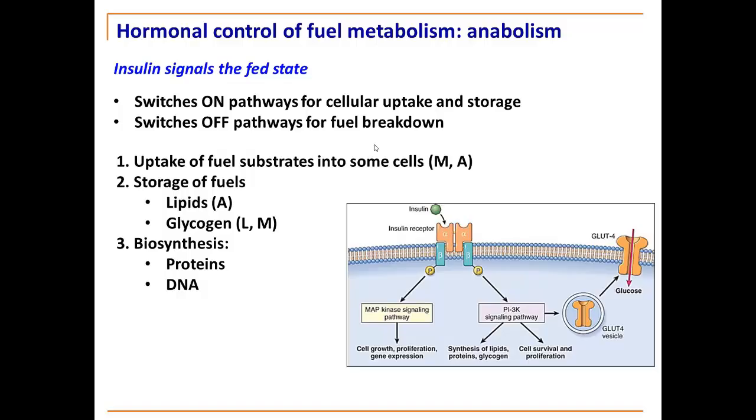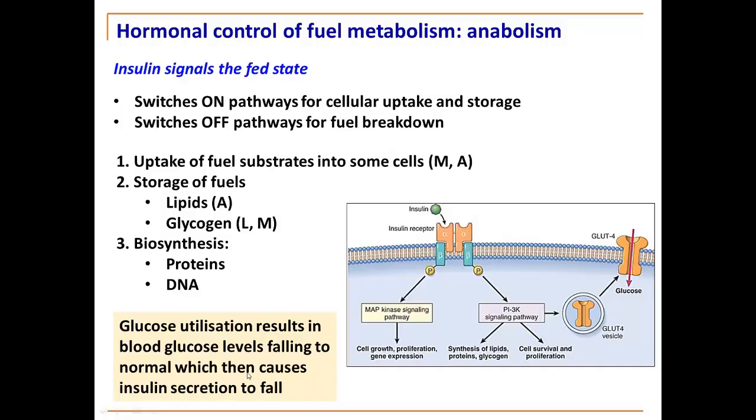So what's actually happening? Insulin is triggering the uptake of fuel substrates into cells, specifically skeletal muscle and adipose tissue. Okay, and that is through what are called GLUT4 transporters. So they are the insulin-dependent glucose transporters. It also stimulates the storage of fuels. So we store lipids, triglycerides, in our adipose tissue. We store glycogen in our liver and skeletal muscle. That's all being stimulated by insulin. It stimulates the biosynthesis of proteins and DNA.